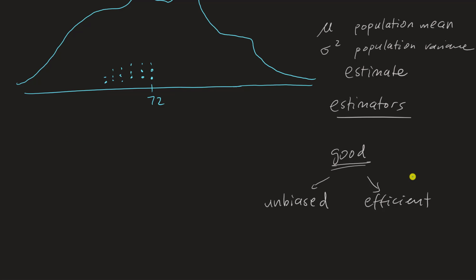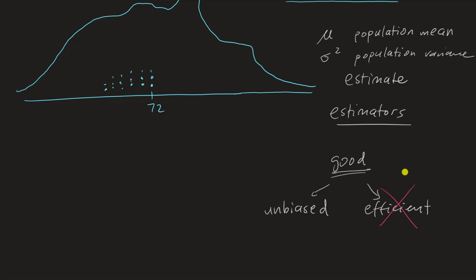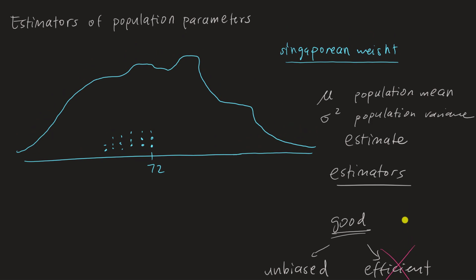Whether or not an estimator is efficient or not, sadly, is not in your H2 syllabus. You don't have to show whether an estimator is efficient. You don't have to find out whether an estimator is efficient. All we need to know for now is whether or not an estimator is biased or unbiased. So this raises the question of what is the meaning of a biased estimator versus an unbiased estimator. So let's take a look at how do we estimate population mean first.